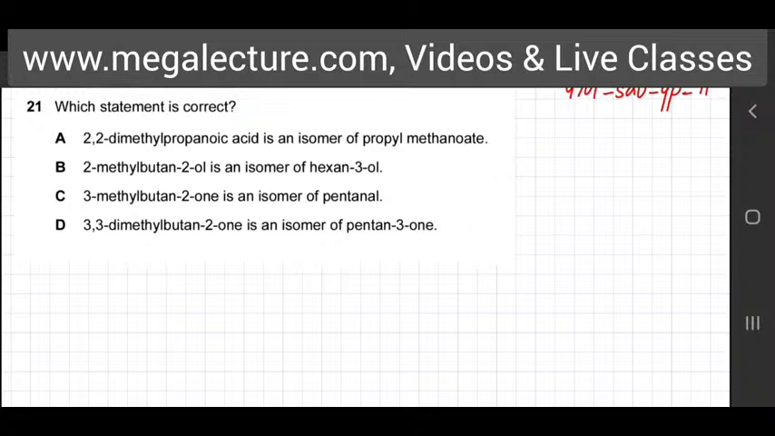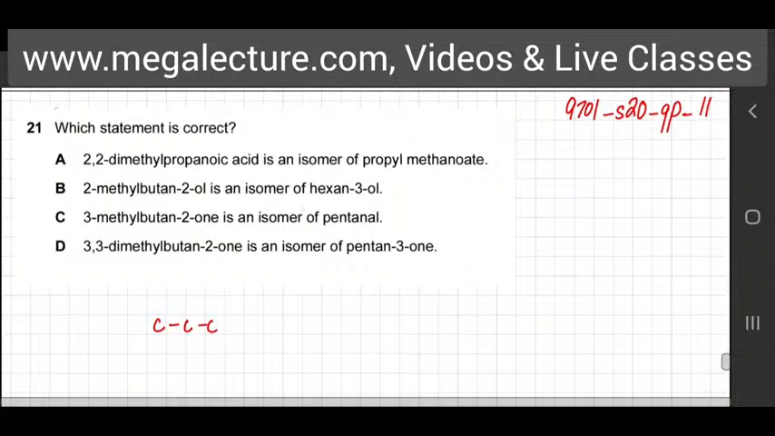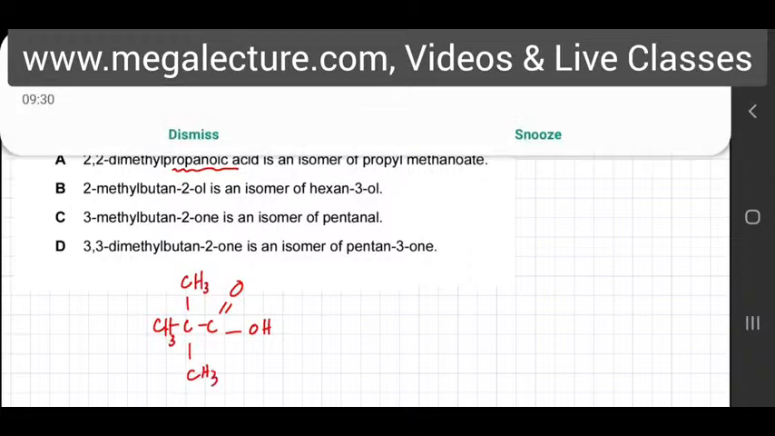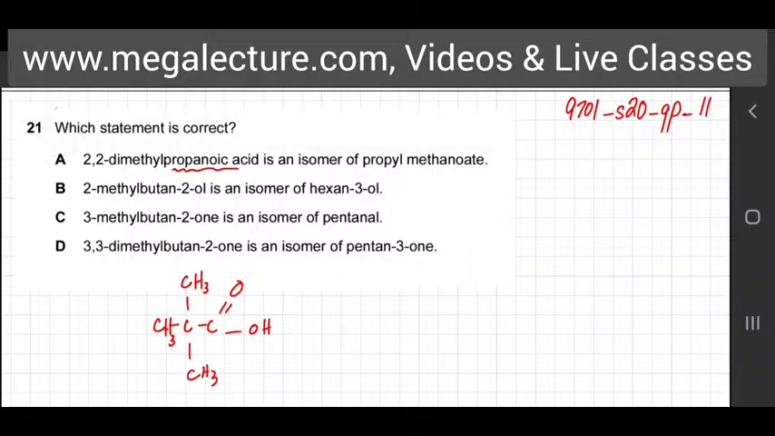So propanoic acid has 3 carbon atoms. So it's got 3 carbon atoms, and it's propanoic acid. So that's double bond O and OH. So that's propanoic acid. That's this part covered. The next thing is I'm going to draw 2,2-dimethyl, which means there are 2 methyls, both at position 2. We can fill in the hydrogens. That's 3 hydrogens with this, 3 with this one, 3 with this one. So that's a total of 3 plus 2, that's 5 carbon atoms.